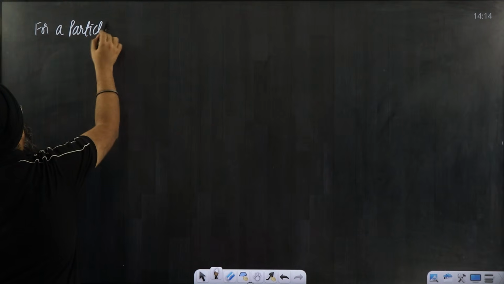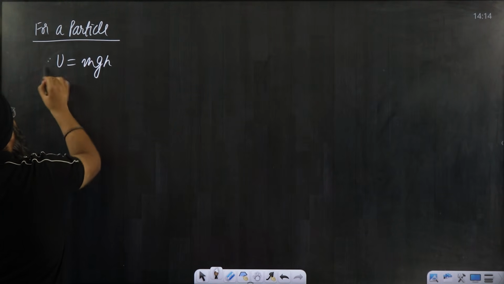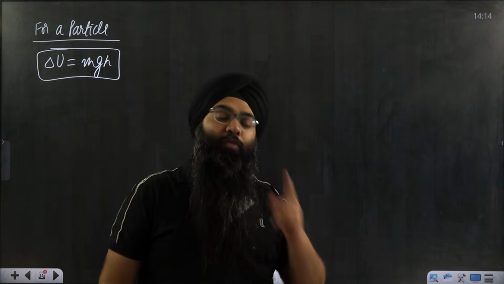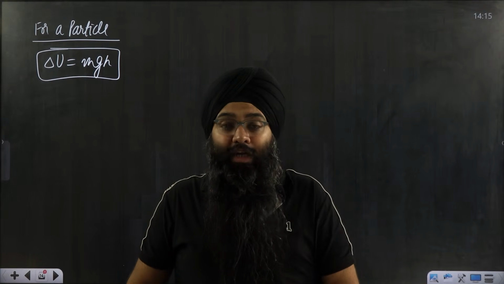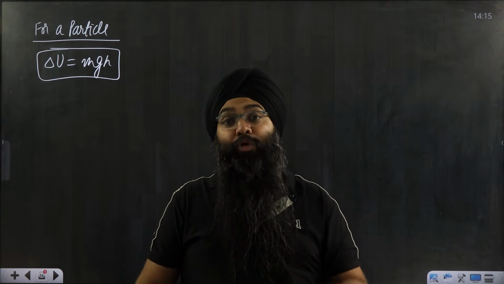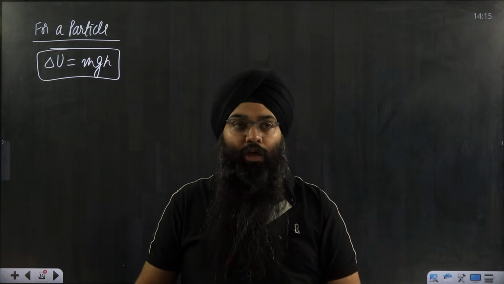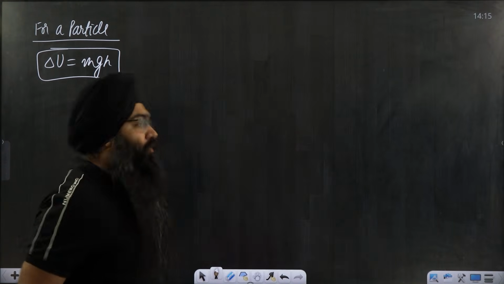See, for a particle, if there is a particle of mass m, always remember the change in potential energy can be written as mgh. This change in potential energy can be positive or negative. Remember, potential energy will increase if gravity or a conservative force is doing negative work, and potential energy will decrease if it is doing positive work. So this change can be either positive or negative, depending on the work done by the gravitational force.